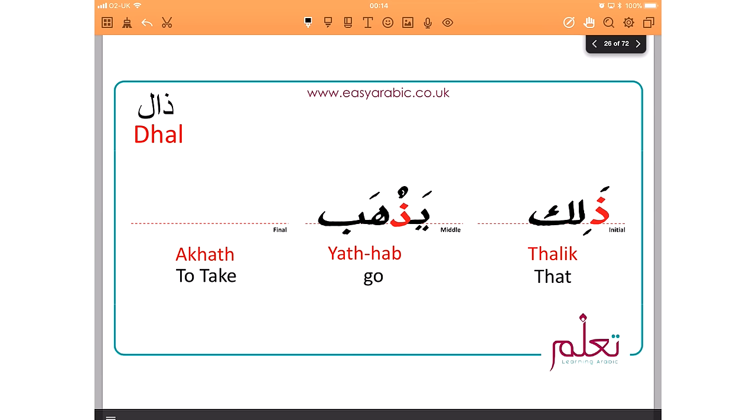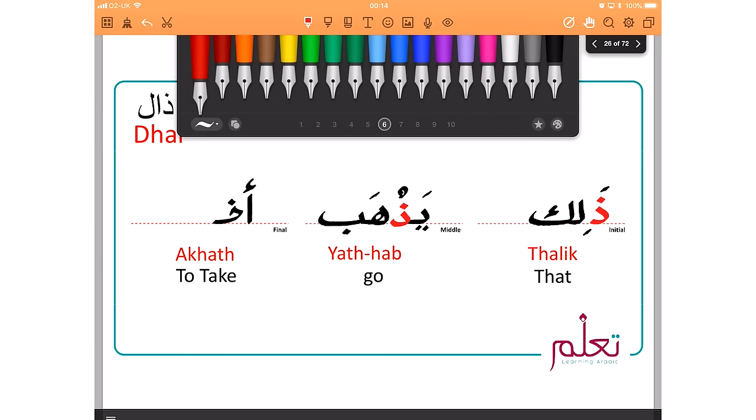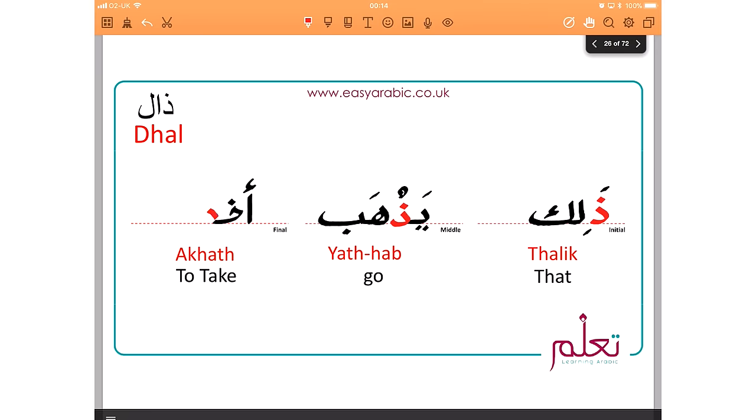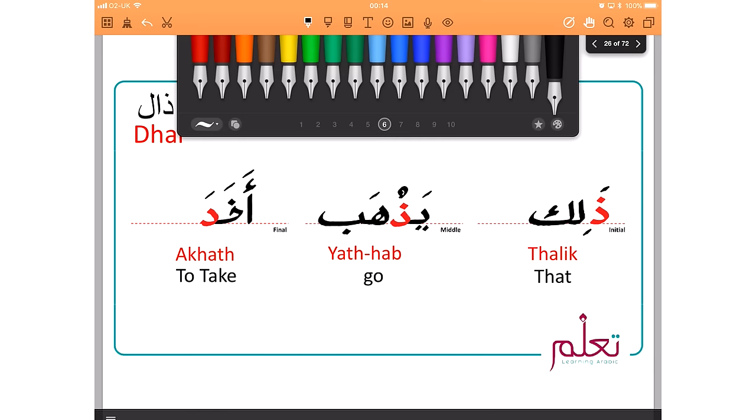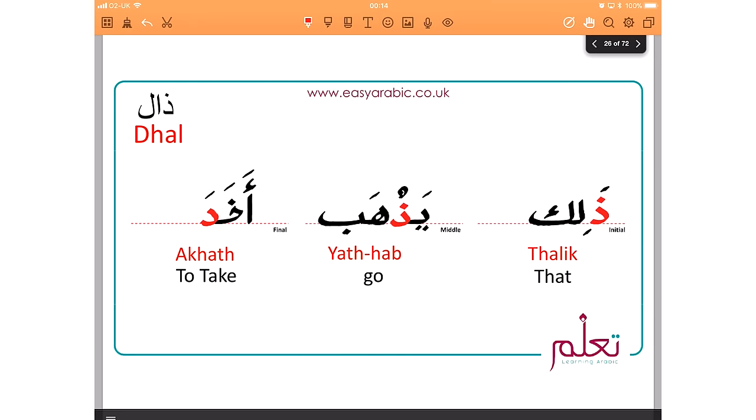Last one is akhadha. So we have the alif, then we have the kha, then we have the dhal. So akhadha. Oh, sorry, I missed the nukta. So akhadha.